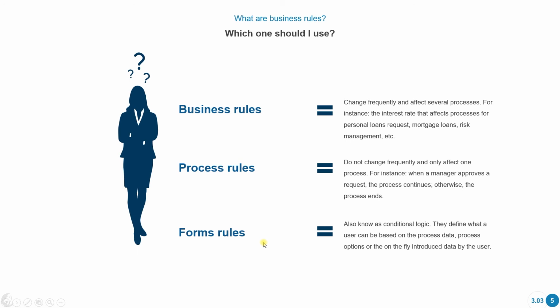And form rules, as we also know them as conditional logic, they define what a user can be doing based on the data that's provided. So we're only going to use form rules when there's a user interacting within a form. So in the form editor, we're going to create these rules.